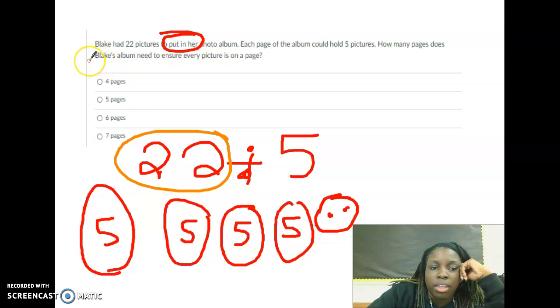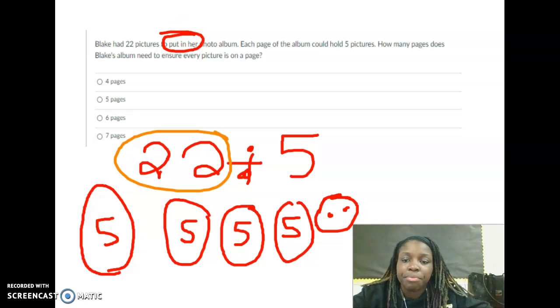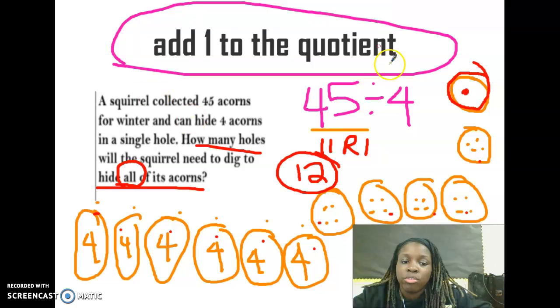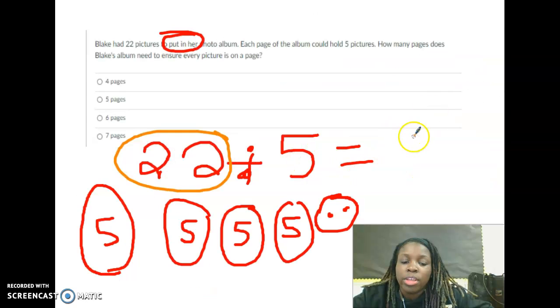So how many pages does Blake's album need to ensure every picture is on a page? I want to make sure everything's on a page. Remember, if everybody's going or everything needs to be there, I need to add 1 to the answer. So that is this, add 1 to the quotient. That's how you interpret that remainder. I'm adding 1. So I know it's 4, remainder 2, right? But my quotient is 4.